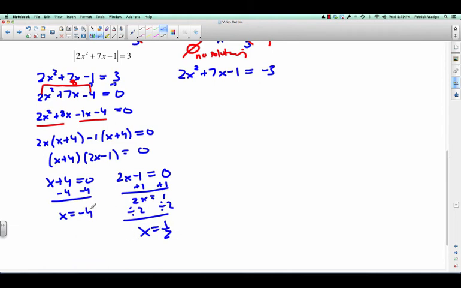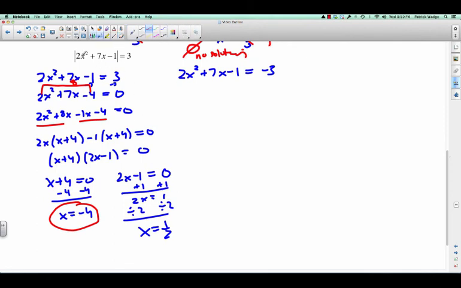Why don't we check them right now? Let's do that. So if I take negative 4 and put in here, you got to do the squaring first. Don't go 2 times negative 4. You go negative 4 squared, which is positive 16, times 2 is 32. 7 times negative 4 is negative 28, and then take away 1. So 32 plus negative 28 is 4. Take away another one is 3, and the absolute value of positive 3 is still positive 3. This worked.